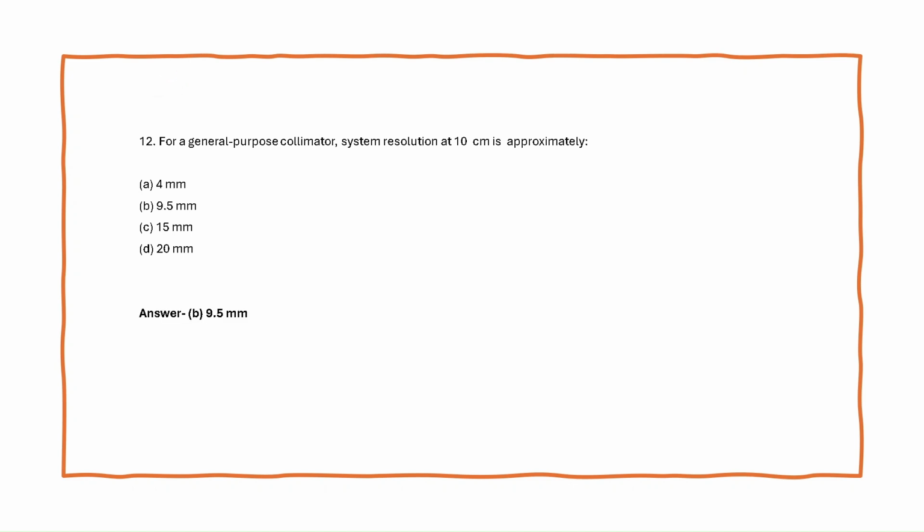For a general purpose collimator, spatial resolution at 10 centimeters will be around 9.5 mm. 4 will be too high, and 15 and 20 are worse. So 9.5 is the answer, which is appropriate according to these options.